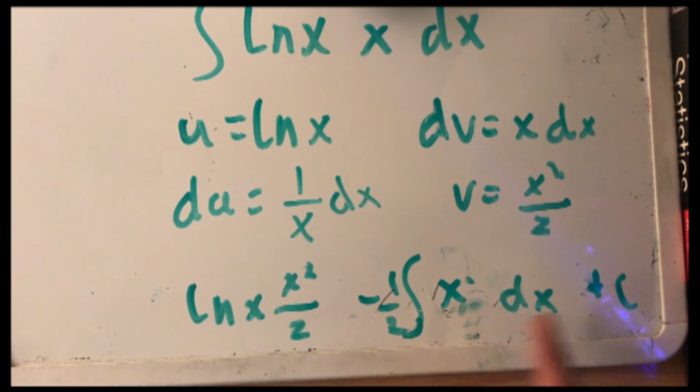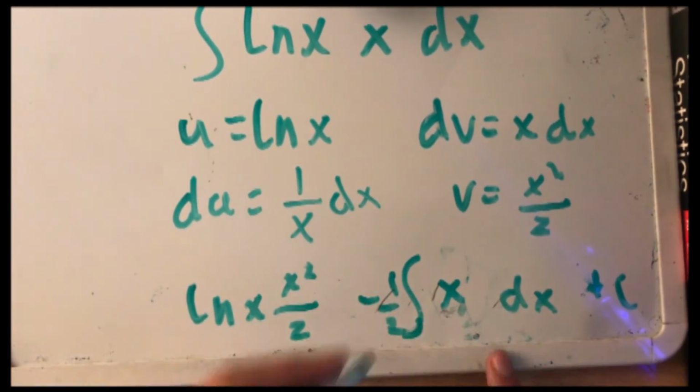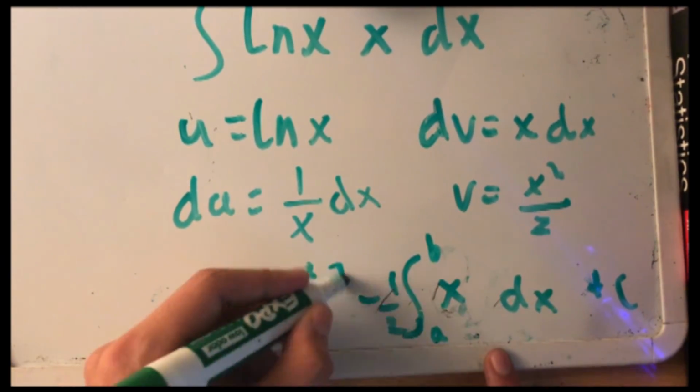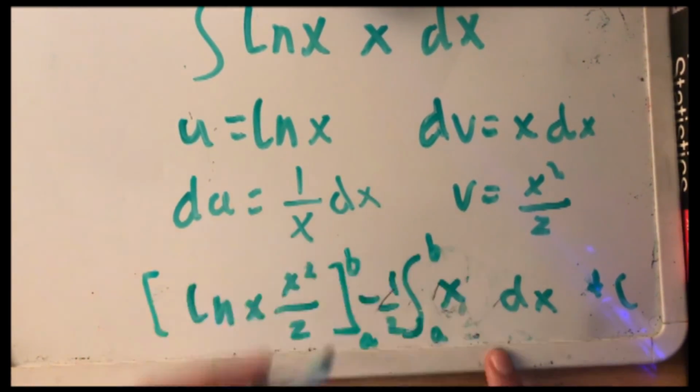If you have a definite integral from a to b, then you'd obviously have bounds here, and you'd solve for those. So that being said, these are the first two examples.